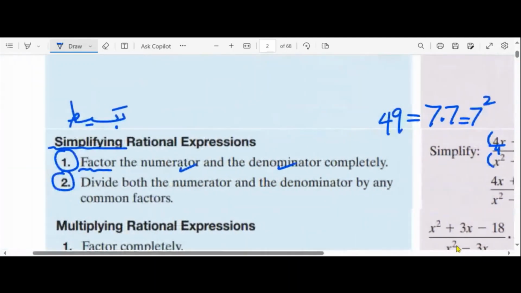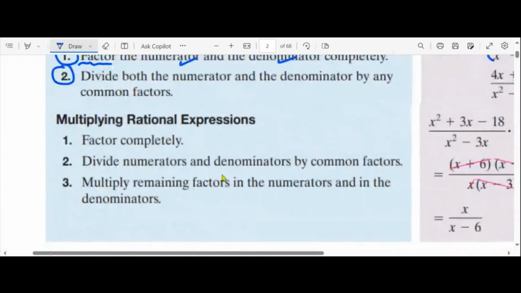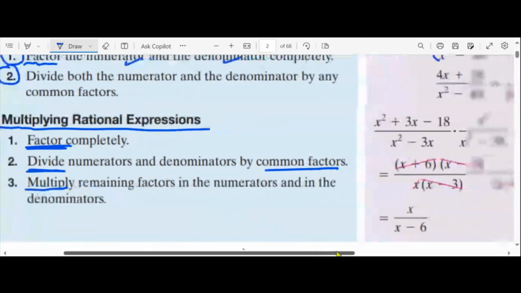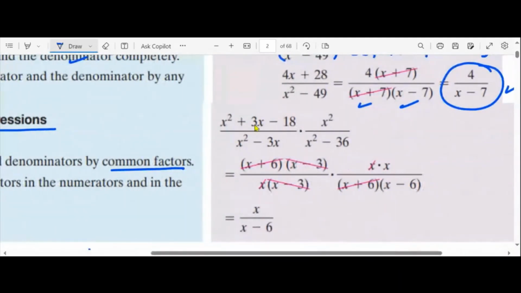Now we go for multiplication. Multiplication of rational expressions, or multiplying rational expressions. 1, factor completely. 2, divide numerator and denominator by common factors. 3, multiply remaining factors in the numerator and in the denominator. So let's take an example. x squared plus 3x minus 18 over x squared minus 3x times x squared over x squared minus 36.